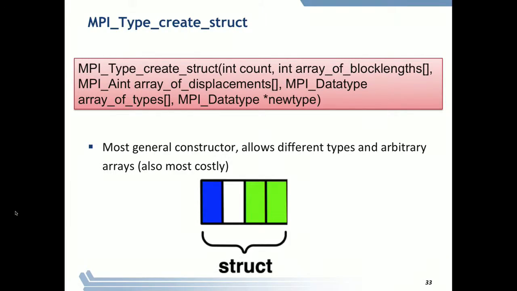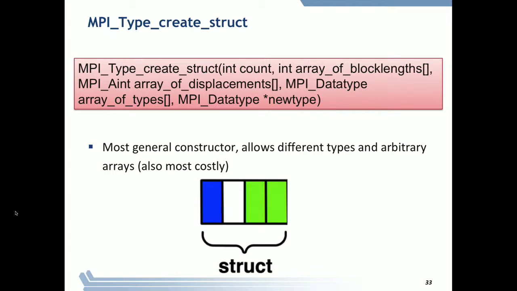Okay, so now we are getting to the most general type, where it's not only the block length that is different, it's not only the stride that is different, but even the basic type might be different. So this is like if you have a struct in C which has many types in there. There could be a string, and there could be an array and other things in there. How would you describe that?